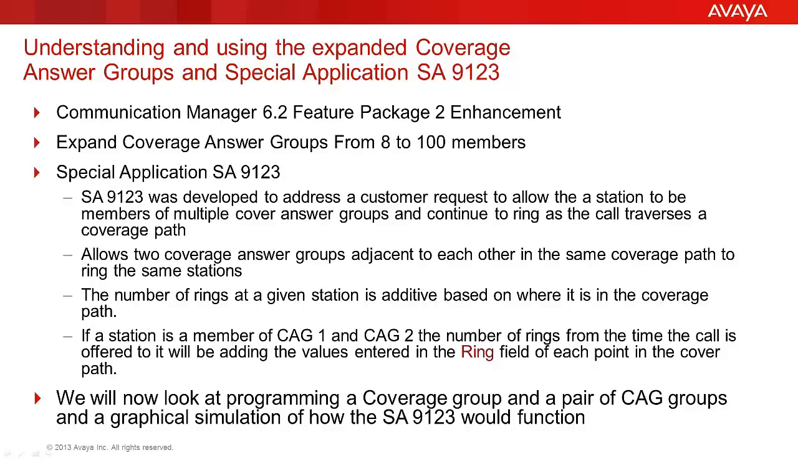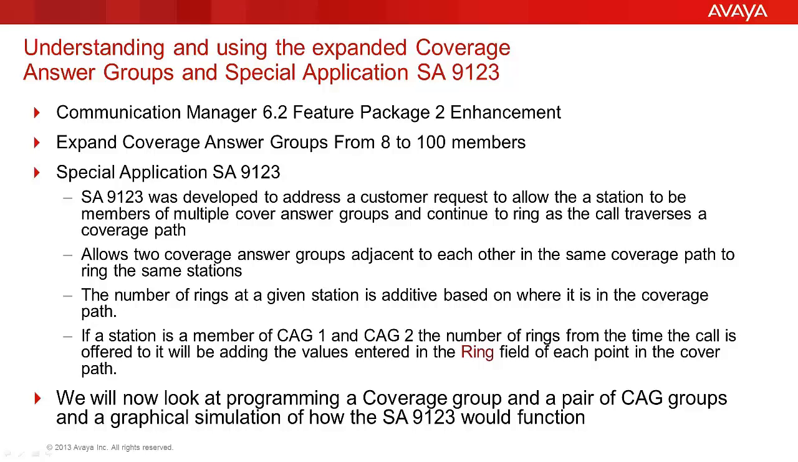Without SA 9123 enabled, a member in the first coverage point will ring for a number of rings programmed at that cover point, but will not ring again for the second point in the coverage path, even though it is a member of that second CAG group. SA 9123 overrides that behavior and allows the stations that are in both CAG groups to continue to ring after the first amount of rings have expired. The number of rings for a CAG station would be the additive value of the rings at both of the coverage points.